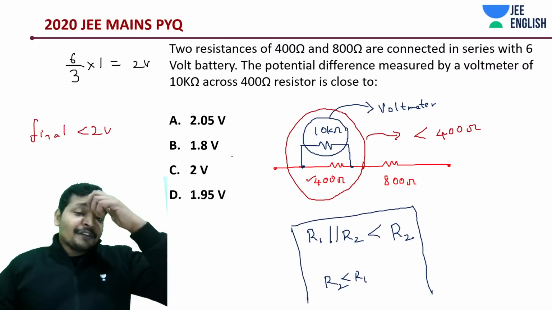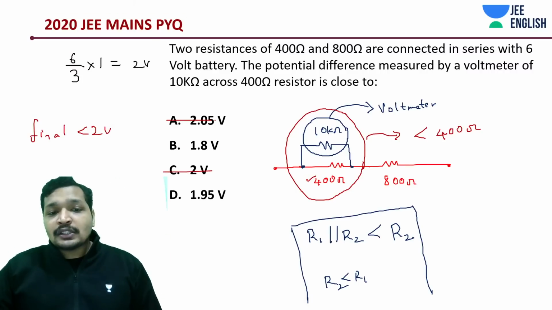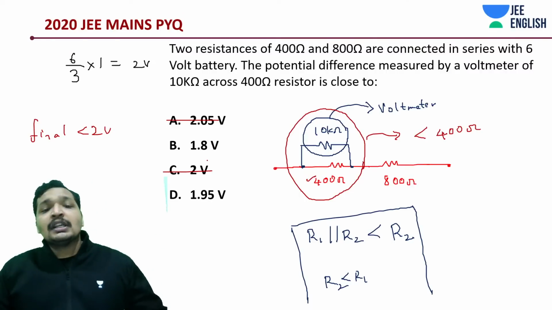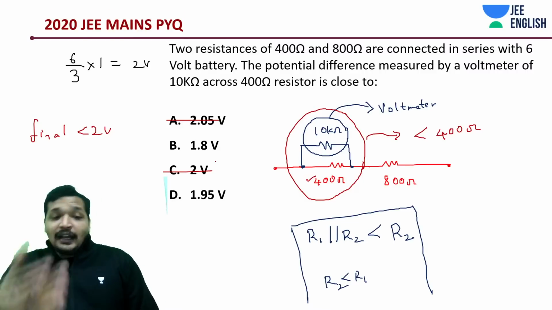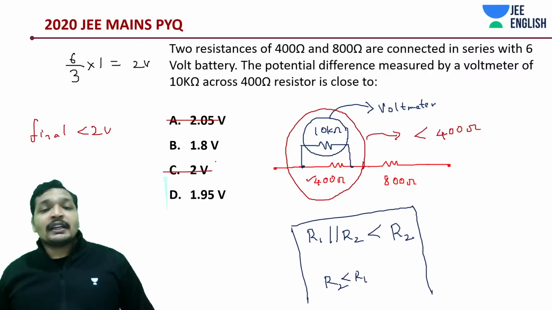But here is the confusion. 2 volts, this is wrong. A is wrong. It's definitely not 2.05 volts. Now among B and D, which is the correct option? I would not guess it. Definitely I would not guess it. I would not take a risk in the exam.